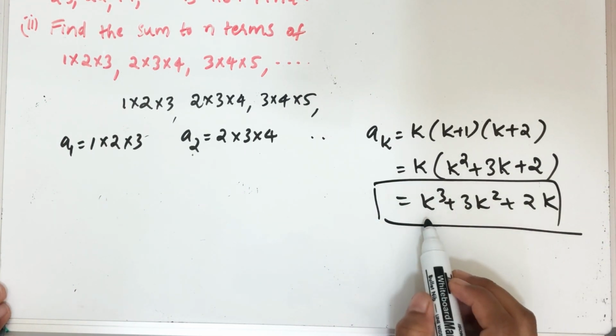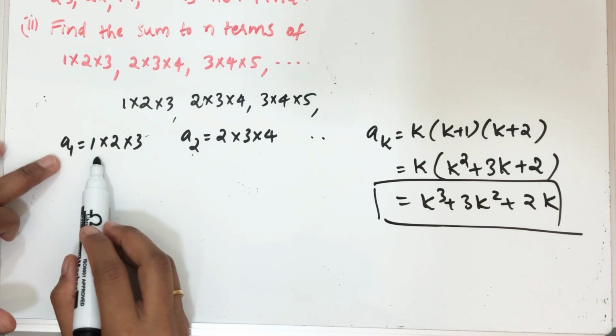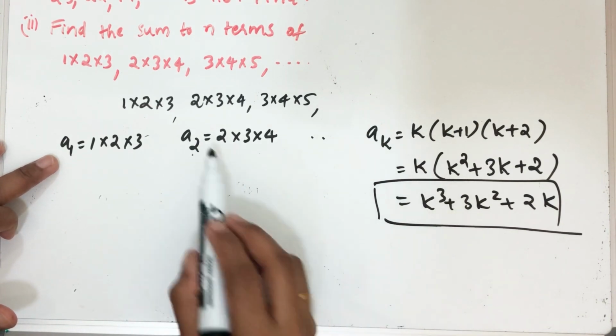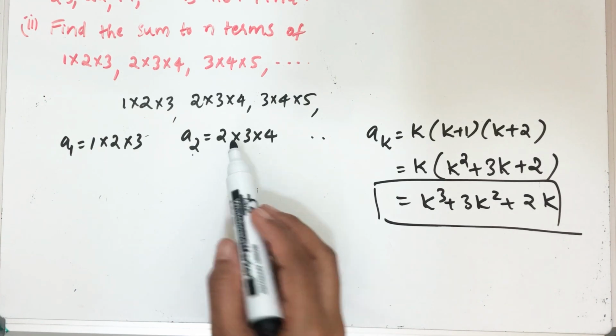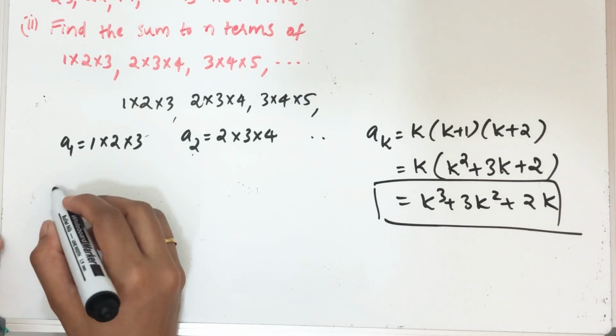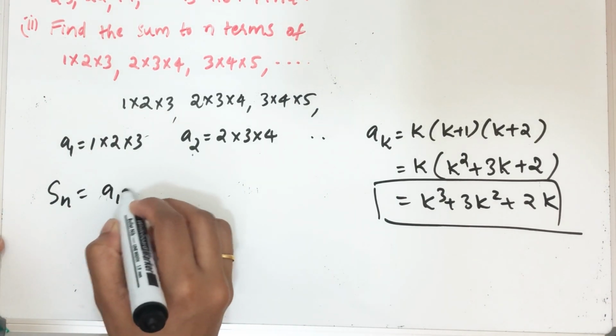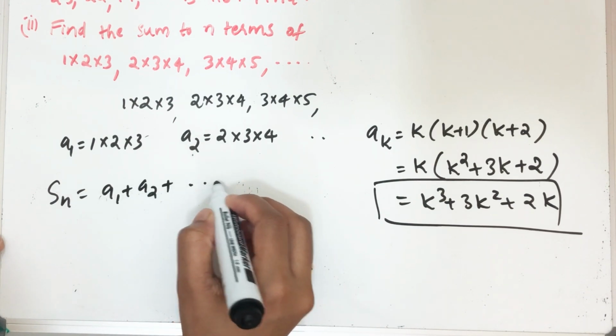If we substitute k equal to 1, we get a1, the first term. If we substitute k equal to 2, we get the second term. We have to find the sum to n terms. S_n is equal to a1 plus a2 plus etc. plus a_n.